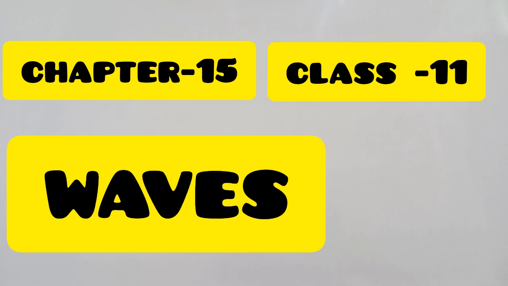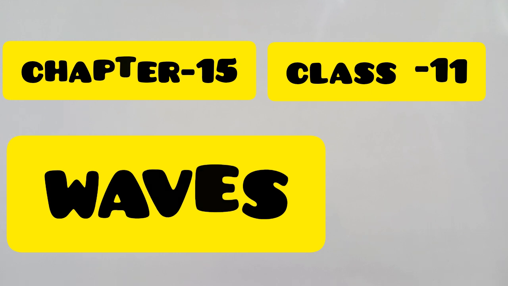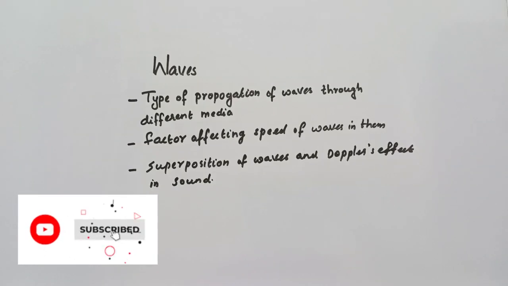In this video, I am going to discuss the chapter Waves, that is chapter 15 of the physics textbook of class 11 NCERT textbook. Okay, let's start waves. In this chapter, we shall discuss the type of propagation of waves through different media, factors affecting speed of waves in them. Then we also discuss superposition of waves and Doppler's effect in sound.